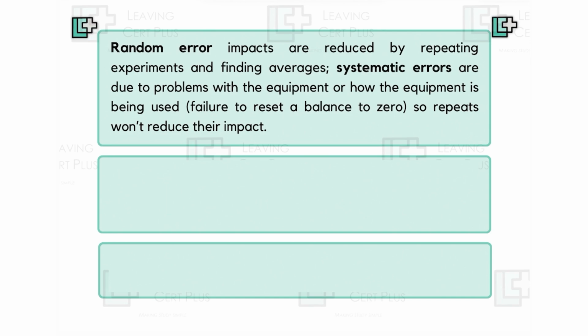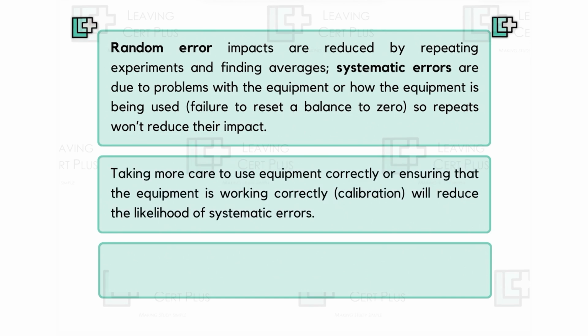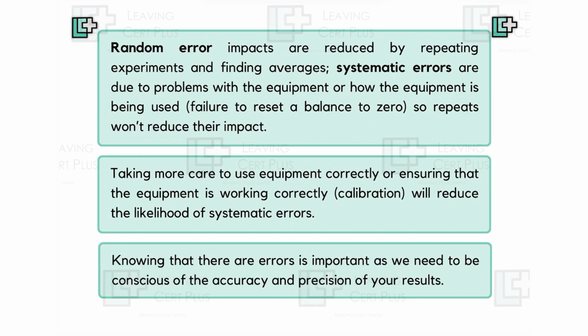So to reduce systematic errors, you have to take care while using the equipment to ensure that it's working correctly, it's calibrated, and this will help reduce those systematic errors. And even just knowing that there are errors is important, okay? Because this is going to affect the accuracy and precision of your results. So being aware that there might be errors and acknowledging this can also be very important in terms of how you form your conclusions.